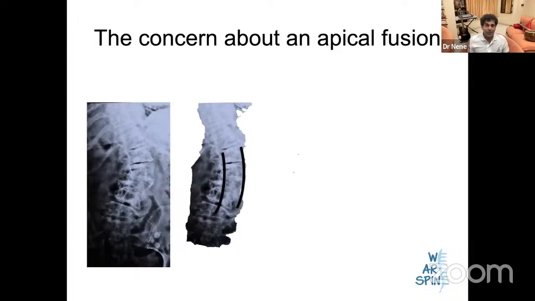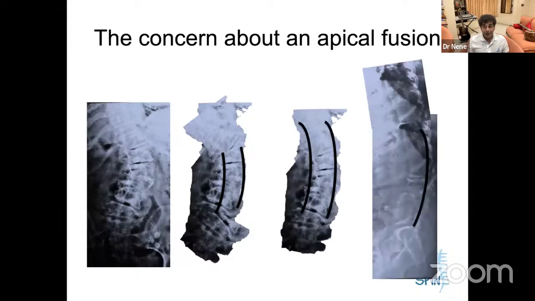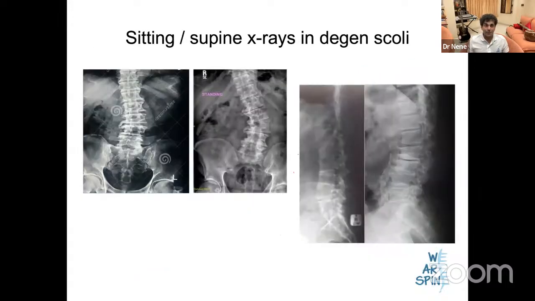So the concern of the apical fusion, of course, is that you may cause increased scoliosis above and below, and more than that, increased kyphosis above and below. So you should be aware that the kyphosis is your bigger enemy than scoliosis, right?